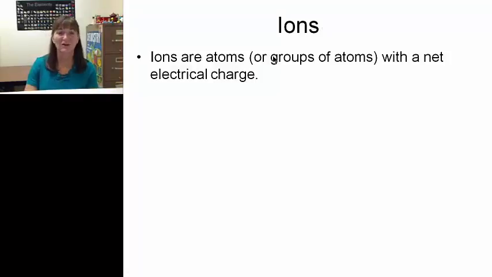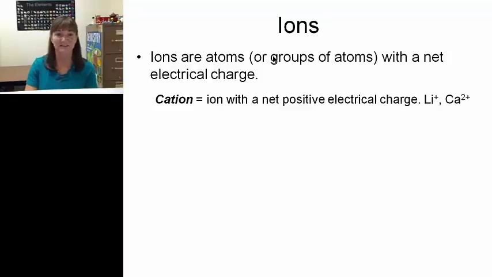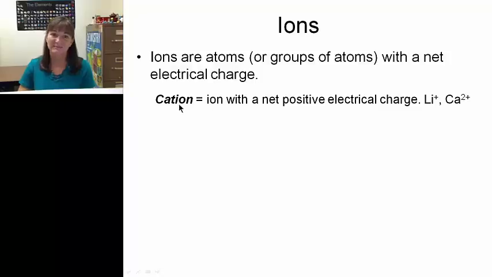Okay, ions. Ions are atoms or groups of atoms with a net electrical charge, so they no longer have the same number of protons and electrons. We call the ion a cation if it has a net positive charge. A couple of examples here: lithium, when it becomes an ion, takes on a positive 1 charge, and we call that the lithium cation. Calcium, when it becomes an ion, ends up with a 2+ charge. So the calcium ion has a 2+ charge.